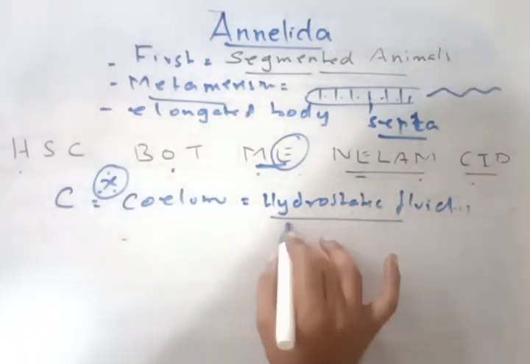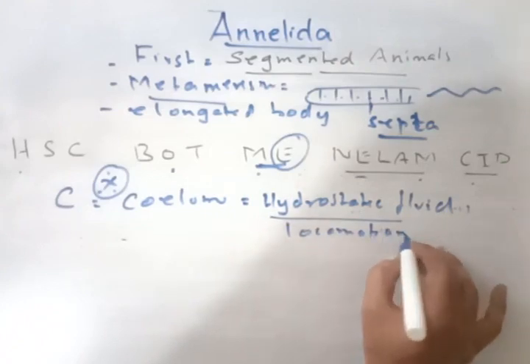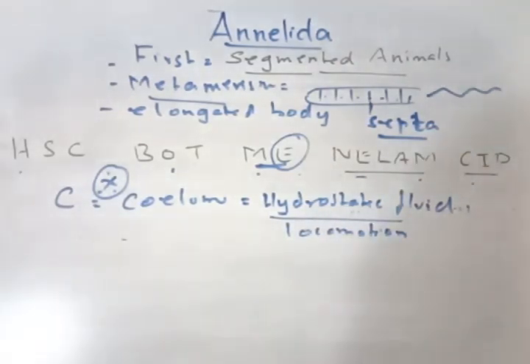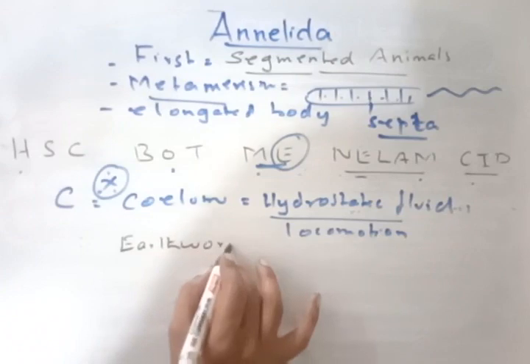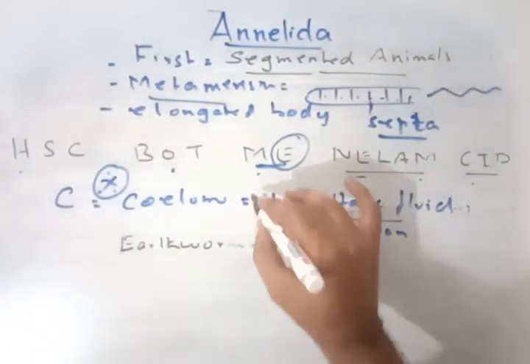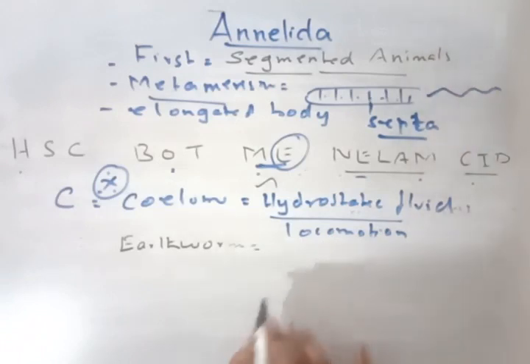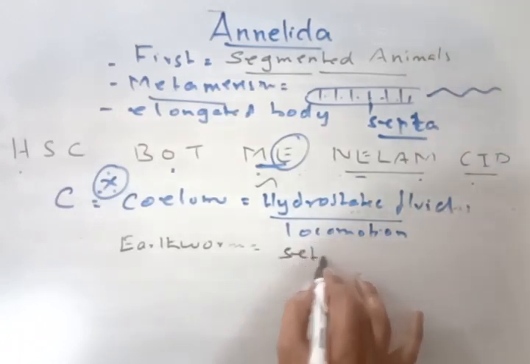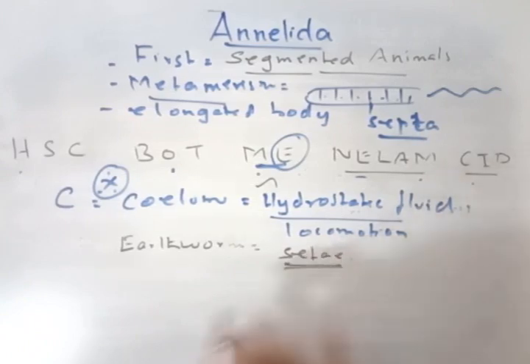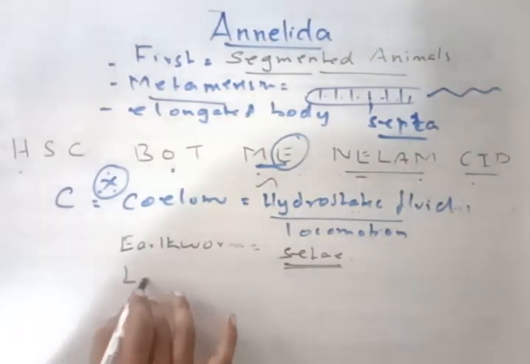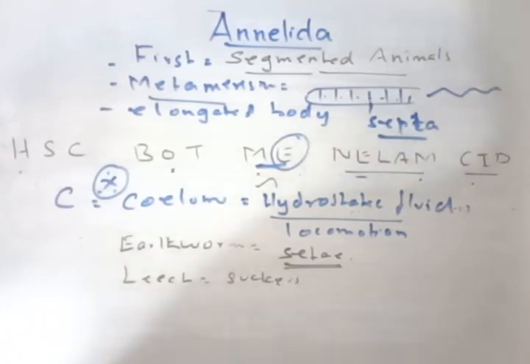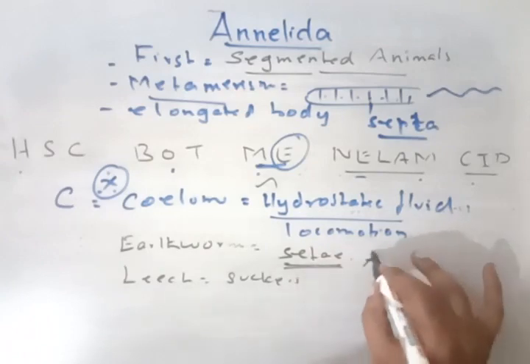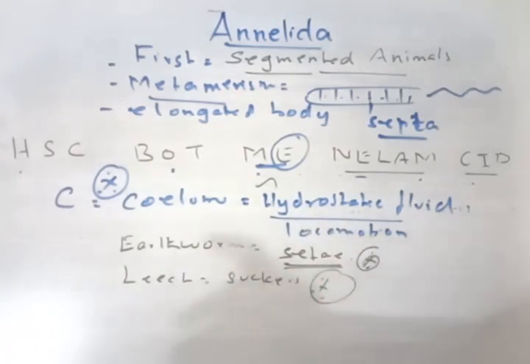Very important, locomotion. Here we are going to study two types of locomotion. When we talk about the earthworm, the hydrostatic fluid is still acting in locomotion, but here it has the body setae for locomotion. And the leech has suckers for locomotion. This is an important point regarding these descriptive characteristics. Right, then we'll go for ID.